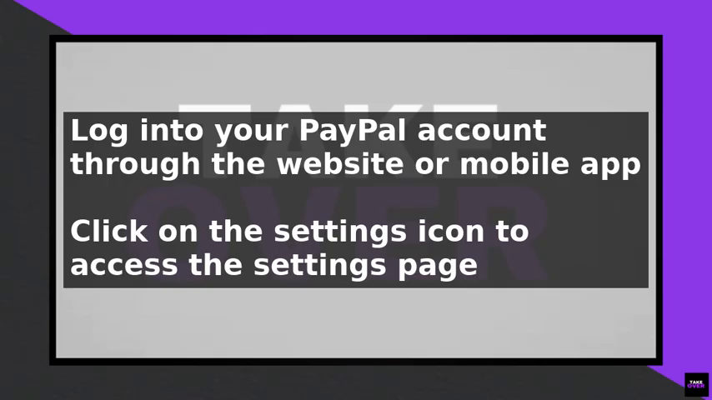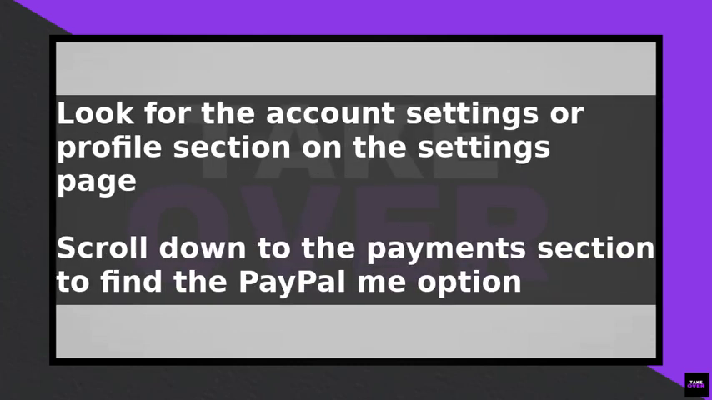On the settings page, look for the account settings or profile section and click on it. This section contains information about your account, including your profile picture, name, and email address. Scroll down to the Payments section, where you will find the PayPal Me option. The PayPal Me feature allows you to create a custom link that others can use to send you money.